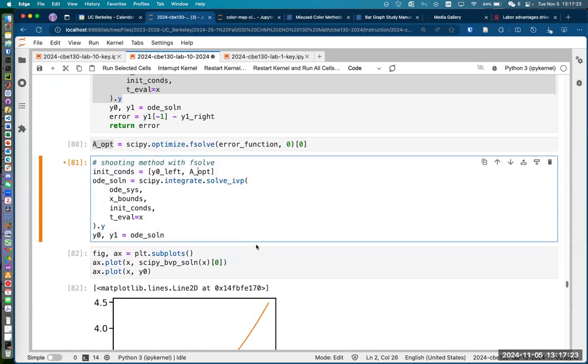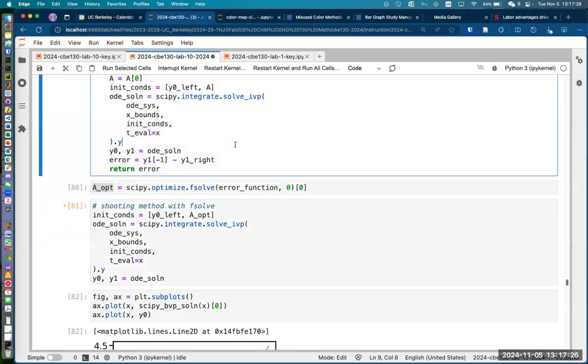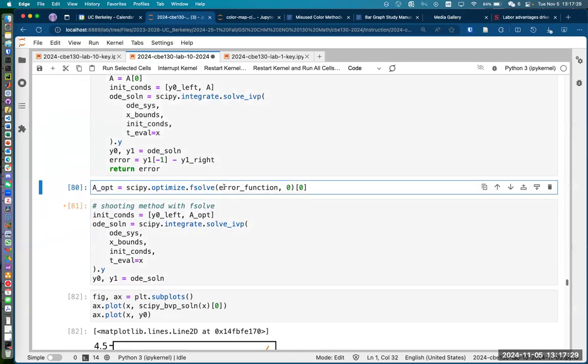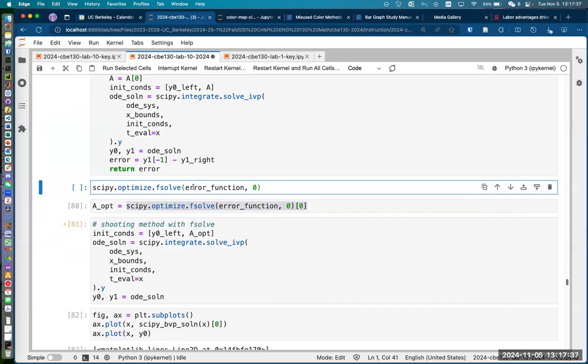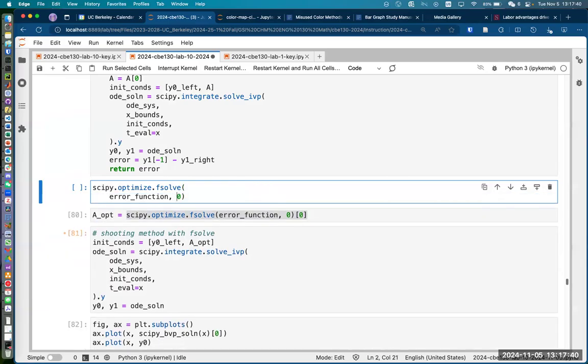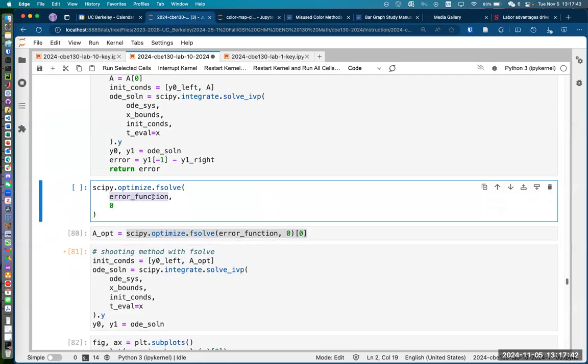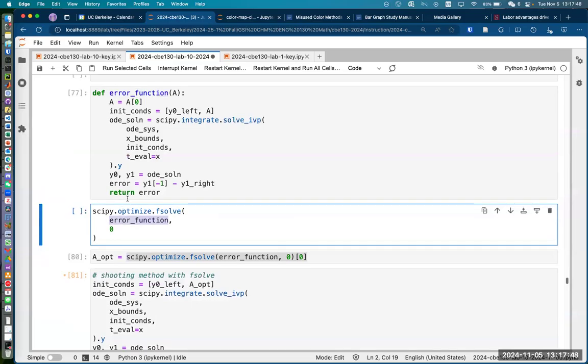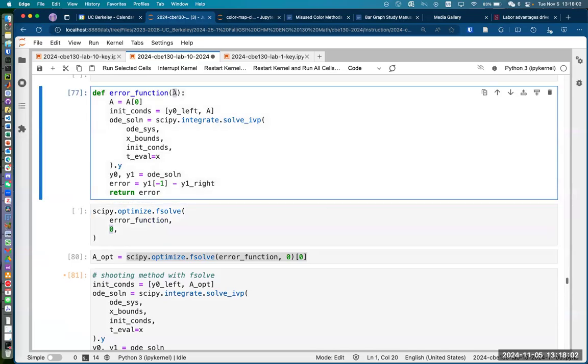Any question? Using optimized fsolve. Yes. So this line requires 2 arguments. The first is the error function, which is the function that you want to solve. What it does is it strives to make this function output equal to 0, which is what we want. It wants to make the error 0. And our initial guess is the second argument. The initial guess is for the A, so the input.